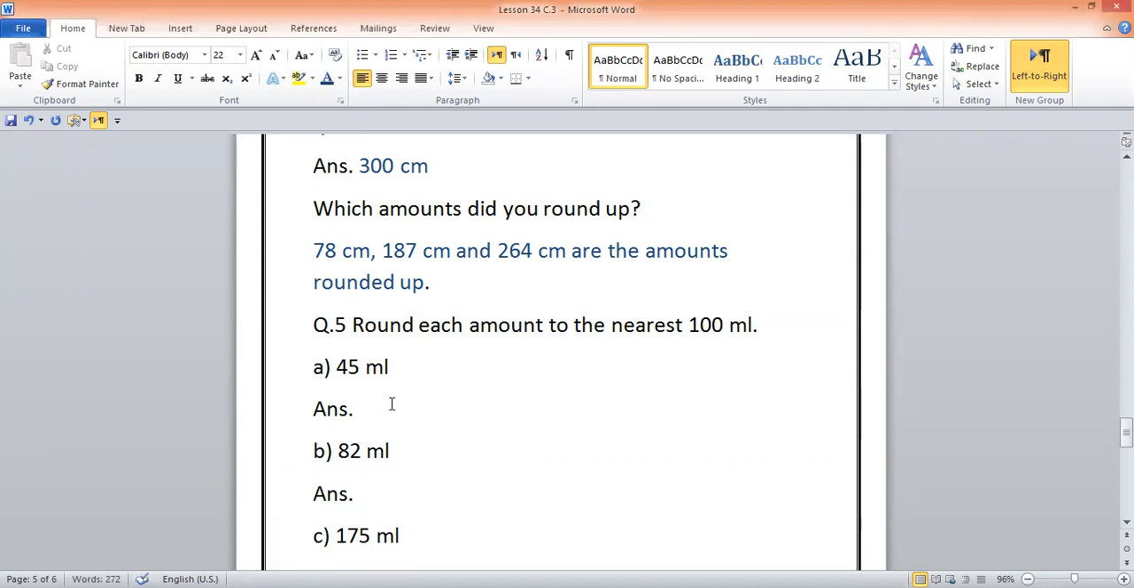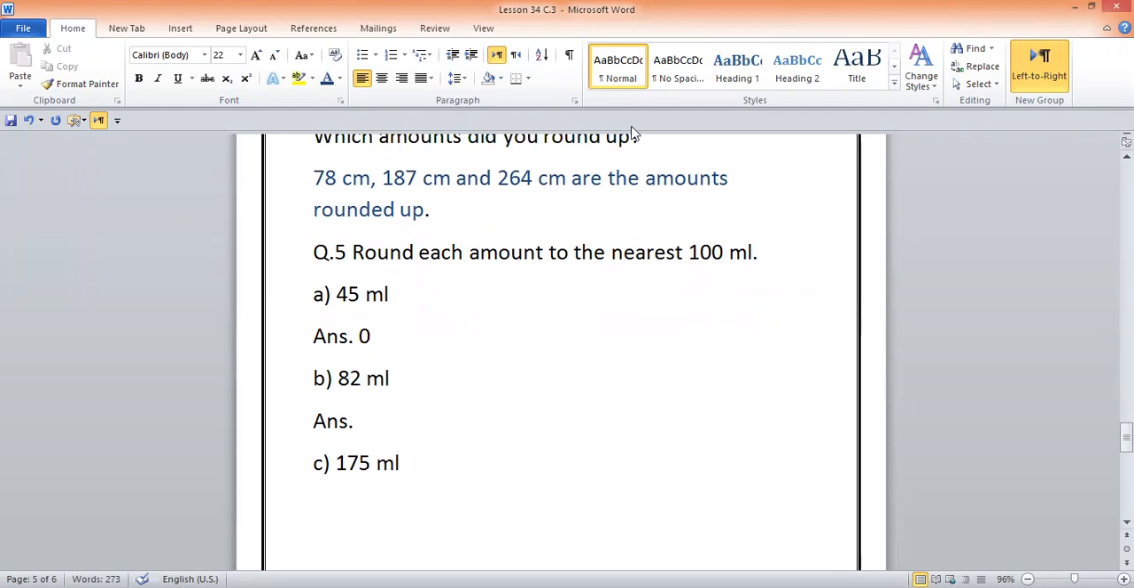Yes, guys. 45 ml. Can you tell me when you round off to the nearest 100, 45 ml? Zero said zero. Very good. The answer is 0. Why 0? Because 4 is less than 5. So we cannot add 1 on the number in the 100 place, and there is no number in the 100 place. So the answer will be 0. Whether you write 1 zero or 3 zeros, they are the same. That's why we will write only 1 zero.